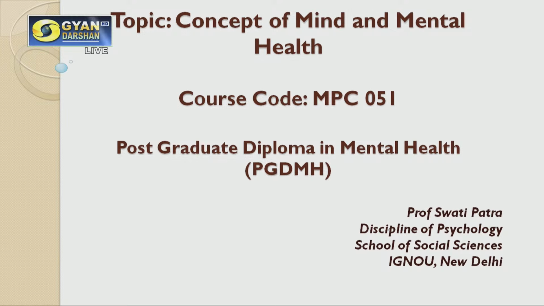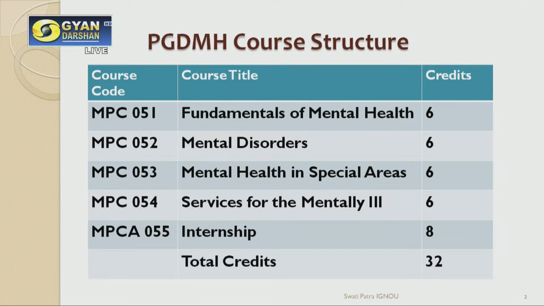As you know, the PG Diploma in Mental Health, the PGDMH program, has 4 theory courses and 1 internship course. As you can see here, the first course is EMPC-051, Fundamentals of Mental Health, EMPC-052, Mental Disorders, EMPC-053, Mental Health in Special Areas, EMPC-054, Services for the Mentally Ill, and EMPC-A-055, that is your internship course.